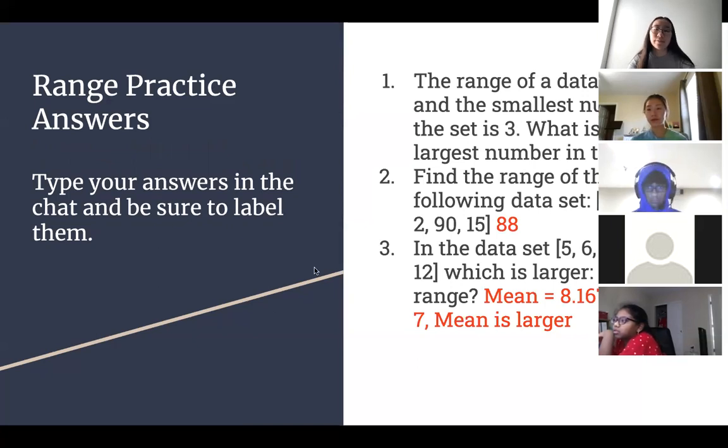So the range of the data set for number 1 would be 23, because it's basically asking you what number, if you subtract 20 from it, you get 3. So that would be 23. And then the range of the data set in the second question would be 90 minus 2, which is 88. And then finally, in the third data set, you have to find the mean and the range. So if you calculate that out, then you can see that the mean is clearly larger.